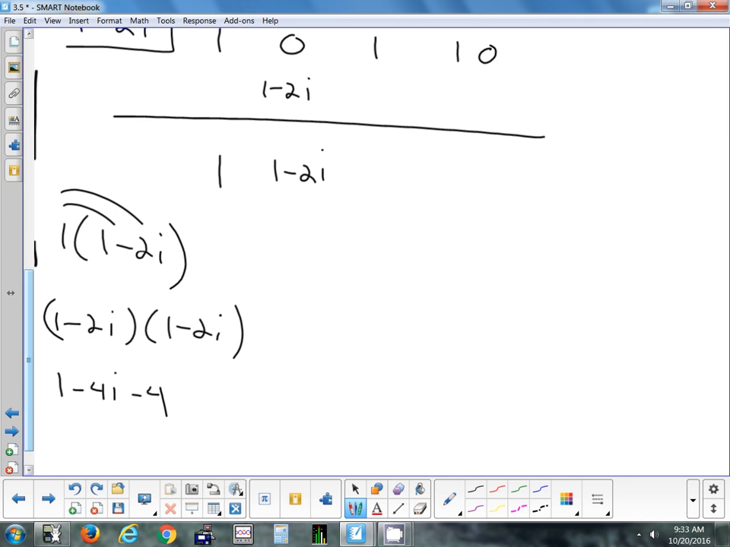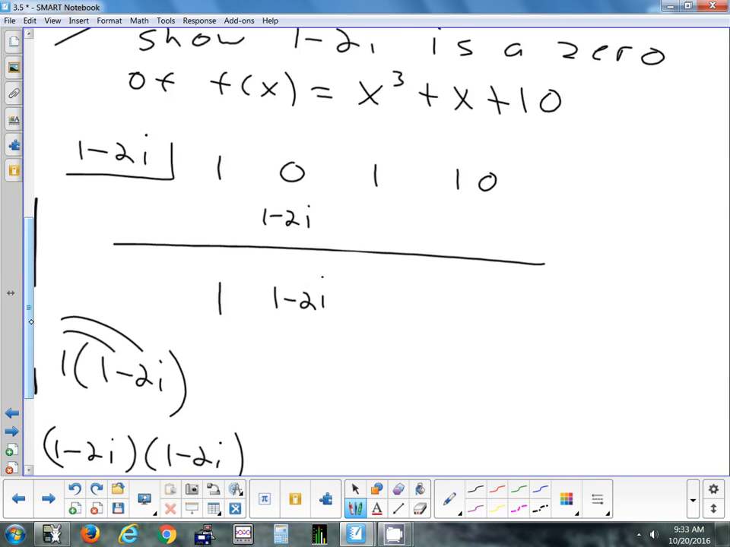And now, what's 1 minus 4? Negative 3. Negative 3 minus 4i. Now add. What's negative 3 minus 4i plus 1? 2 minus 4i. Negative 2. You're never going to have an imaginary number to add, but you're always going to have to add the real parts. 1 plus negative 3 is negative 2.